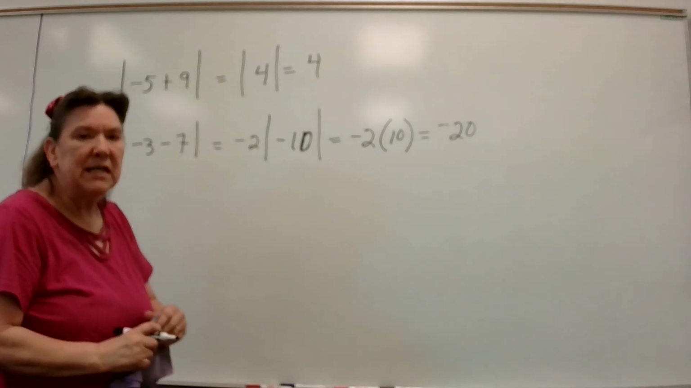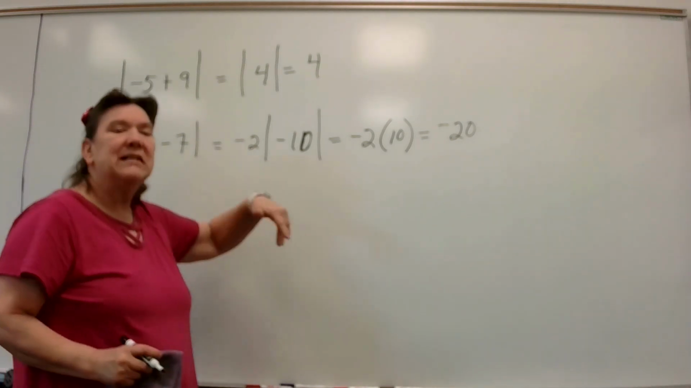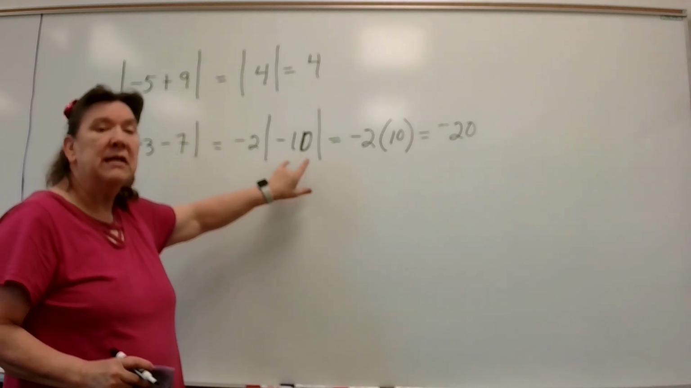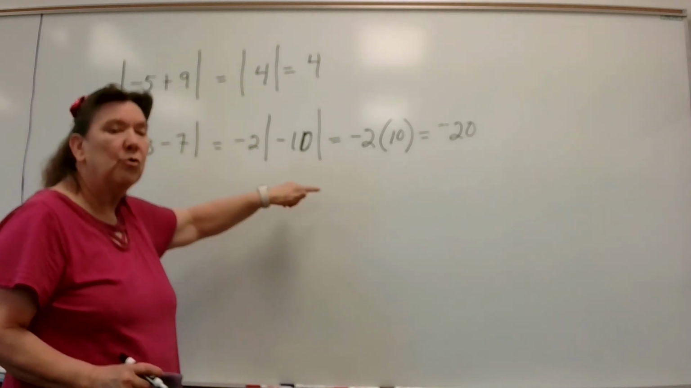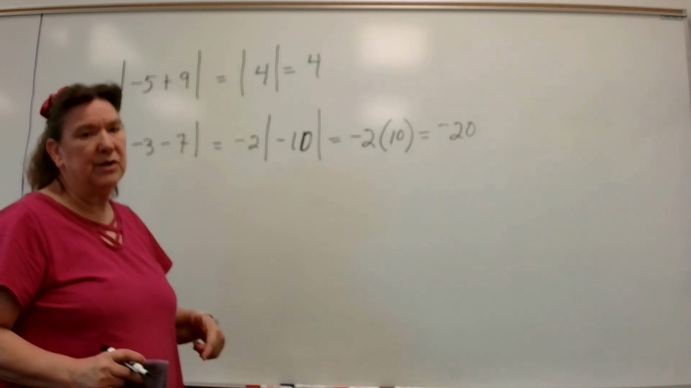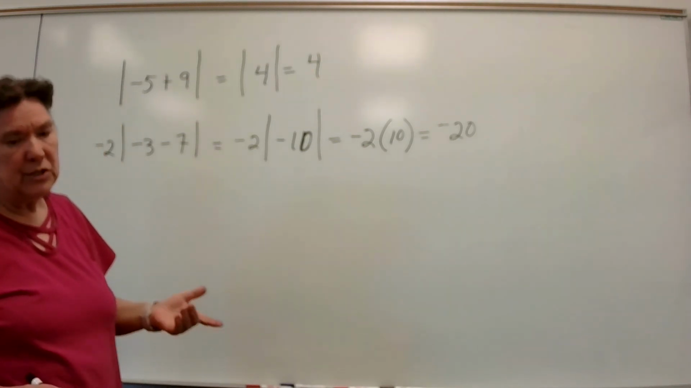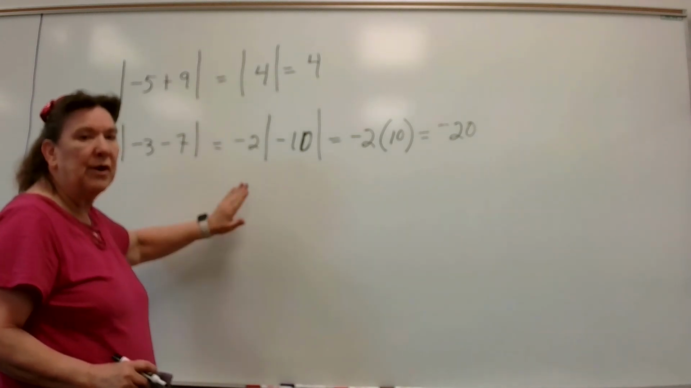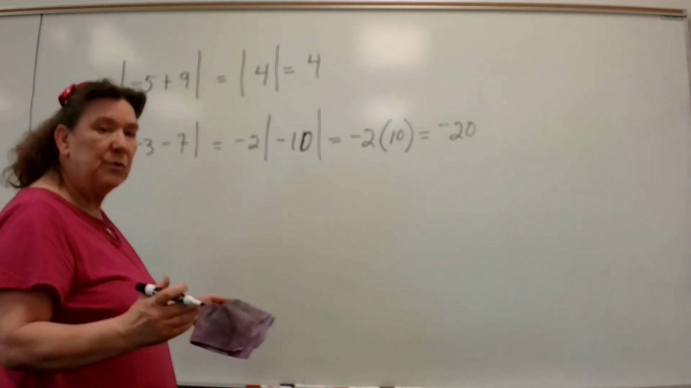So as you can see, they do not act exactly like parentheses. It groups like parentheses, but you can't multiply across the absolute value like you can with parentheses. So you must be careful with things like that. So pay attention to your absolute value marks.